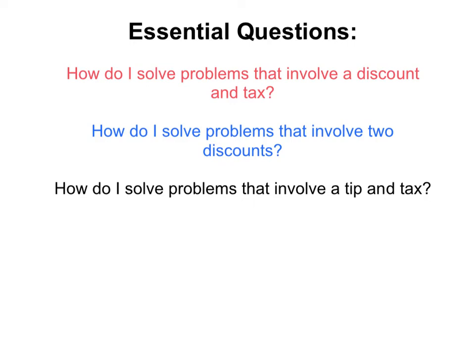So this is the final video in our 3-video series today. We've already covered how do I solve problems that involve discount and tax, and how do I solve problems with 2 discounts. So this video is going to cover that third question. How do I solve problems that involve a tip and tax?